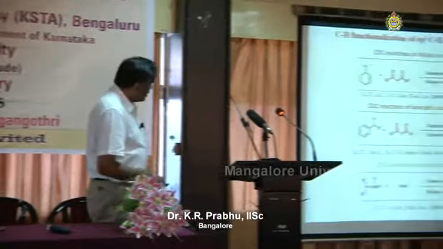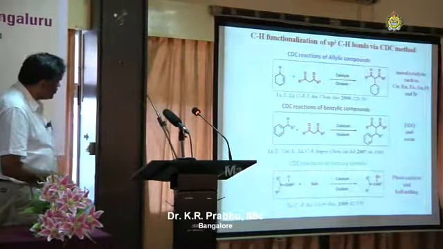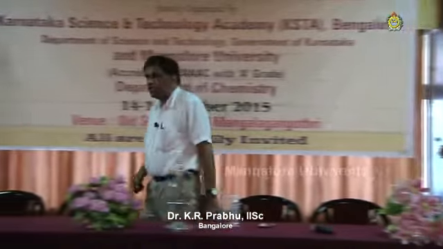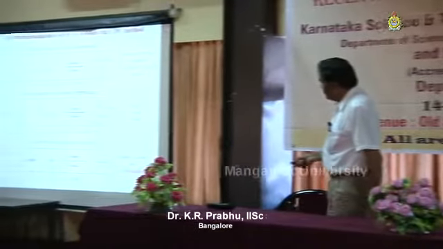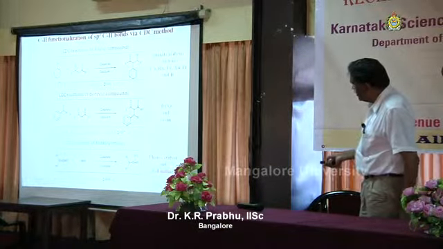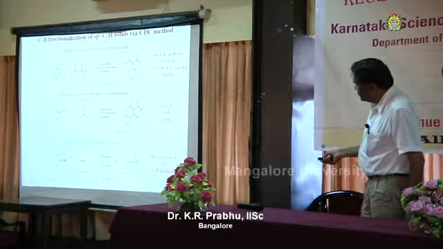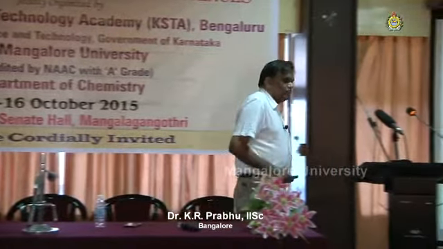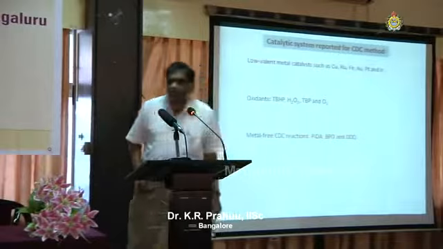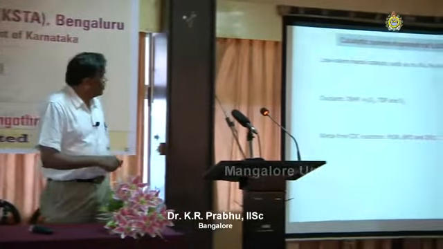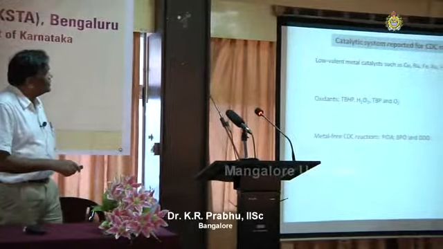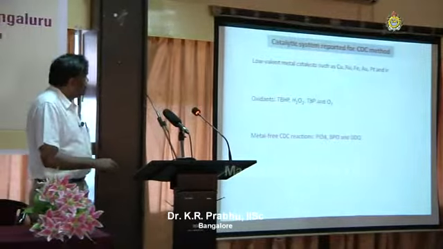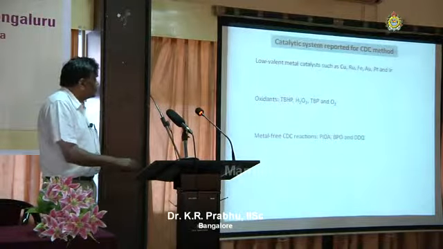So now, again, C.J. Lee summarized everything in 2009, in which he has used another system. The CH2s are attached to nitrogen, in which it becomes very reactive. In the presence of catalyst and photocatalyst conditions, he has made this C-nucleophile bond. There can be several nucleophiles. Now, what have people used so far for C-C bond formation? People have used low valent metal catalysts such as copper, ruthenium, iron, and so on and so forth. What has been used there? Oxidants: TBHP, H2O2, TBP and oxygen, and metal-free conditions using BPO and DDQ.